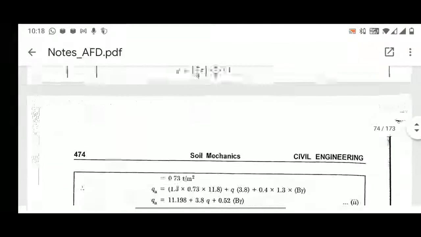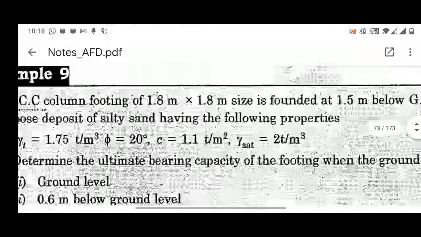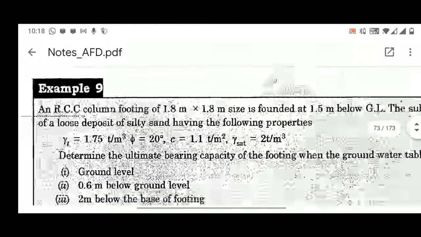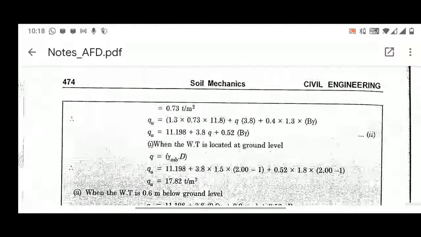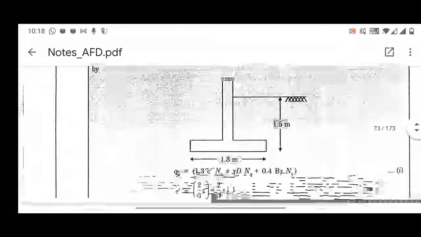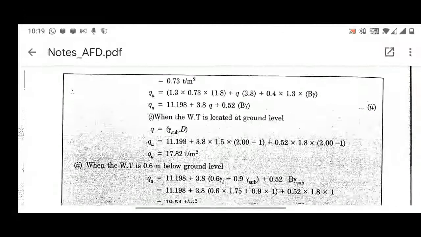So gamma saturated is given in your question, that is 2 ton per meter cube. So 2 minus 1 will give you gamma submerged, multiplied by the depth of footing, that is 1.5 meter, which is given, right? And plus 0.5 2 into B, which is given in the question, that is 1.8. Then gamma you can take as gamma submerged, that is 2 minus 1. So the ultimate bearing capacity of the soil will be 17.82 ton per meter square.